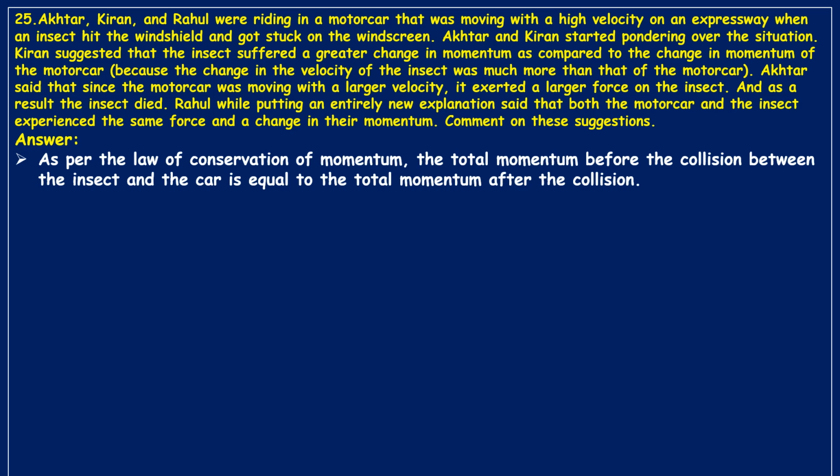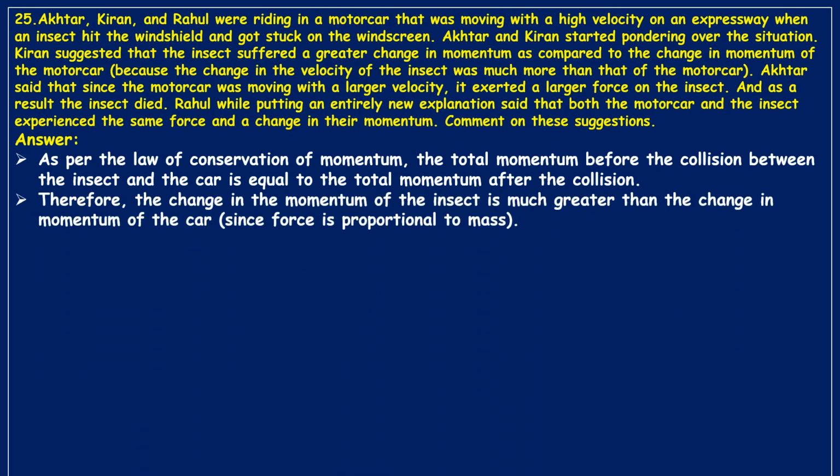As per the law of conservation of momentum, the total momentum before the collision between the insect and the car is equal to the total momentum after the collision. This we know very well. Therefore, the change in the momentum of the insect is much greater than the change in momentum of the car, since force is proportional to the mass. Force is proportional to the mass, right? Higher the mass, higher the force applied. Lesser the mass, lesser the force applied, right?